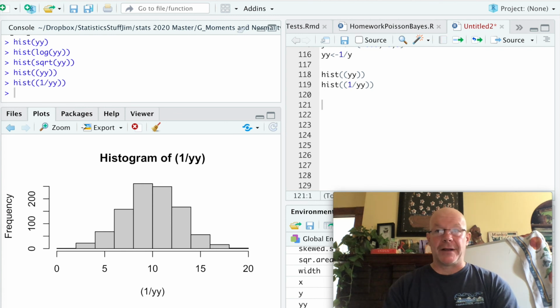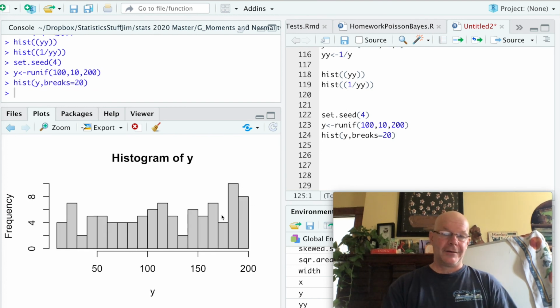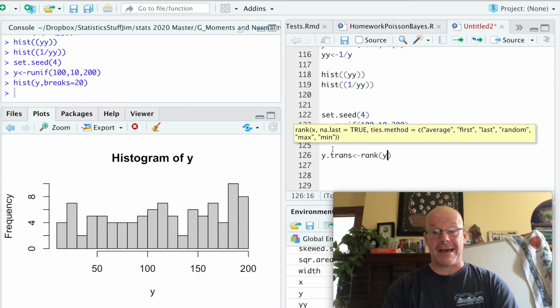And we can rank transform our data. I'll just go ahead and simulate some data here. I can look at this, and there's no transformation in the world that maybe is going to make this look normal. And that really makes me sad. And so maybe I decide I'm going to transform that data, and I'm just going to have it rank Y.